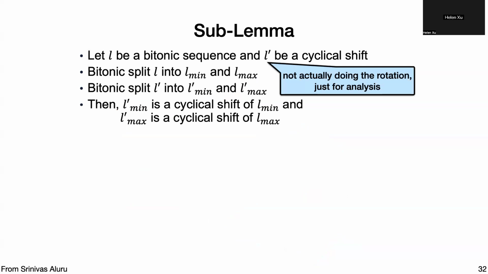And this sublemma is very similar to what we have been saying. If you have a Bitonic sequence and then you have a cyclic shift of the Bitonic sequence, and you split your sequence into L min and L max, and you split the shifted thing into L prime min and L prime max, then L prime min is a shift of L min, and L prime max is a shift of L max. And that just comes from how we constructed it.